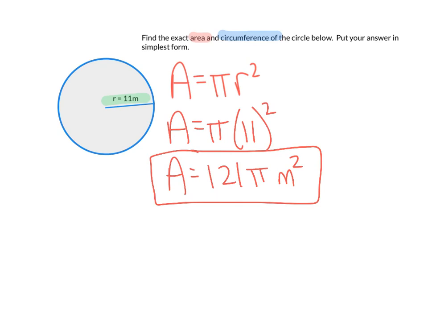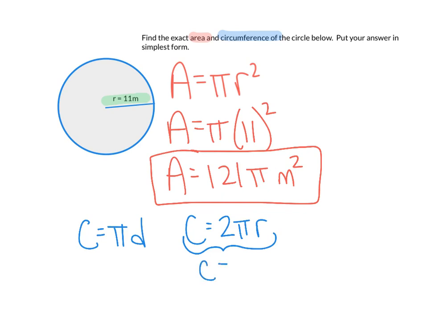Now let's do the same thing. Let's find the exact circumference. There are really two formulas we can use for circumference. We can say circumference equals pi times diameter, or we can say circumference equals 2 times pi times radius. These are the exact same formulas. It just depends on whether we've been given the radius or given the diameter. In this particular problem, they gave us the radius, so we're going to use this second formula here.